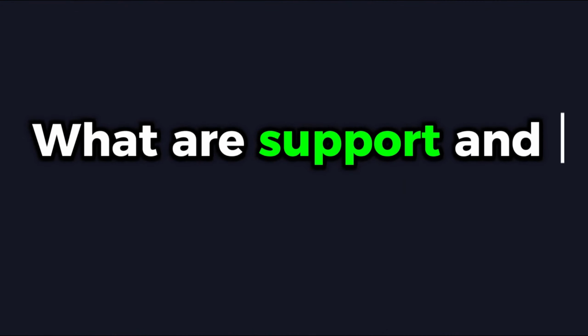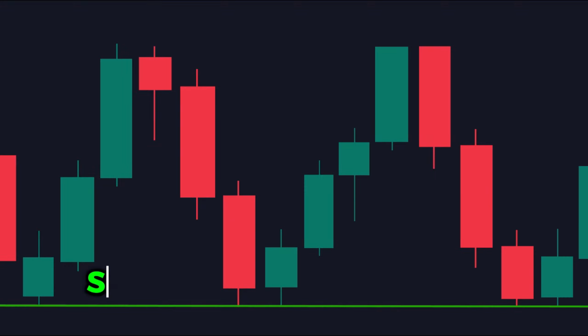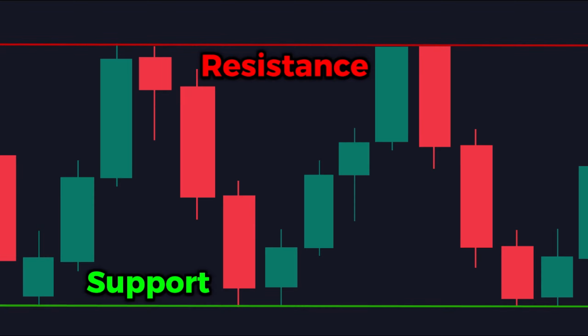Support and resistance are levels that reflect collective human behavior in financial markets. Support is the price level where buying interest tends to outweigh selling, causing the price to bounce upward, and vice versa. Resistance is the level where selling outweighs buying, causing the price to recoil downward.